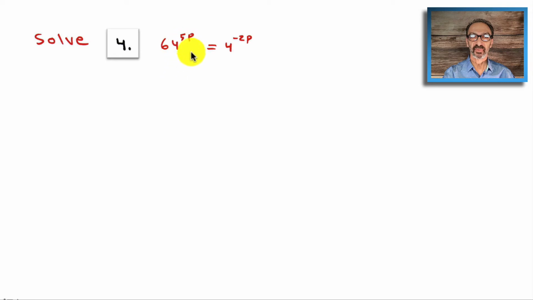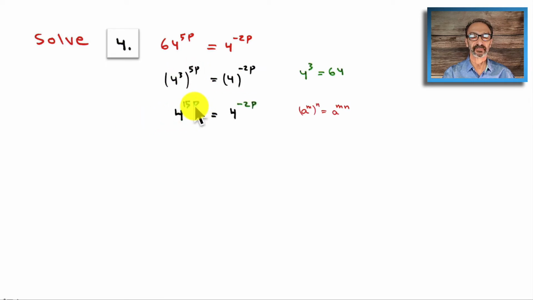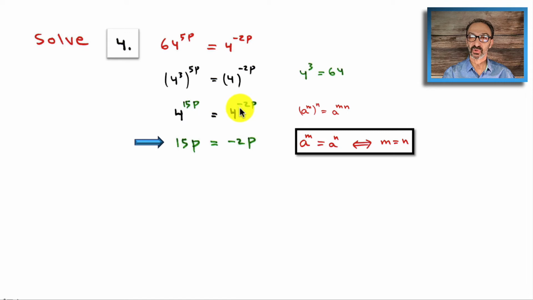64 to the power 5p equals 4 to the power -2p. We need the same base, so we could compare the exponents, and 64 is 4 to the power 3. Now we multiply the powers right here, and we end up 3 times 5p, which is 15p. Applying the power rule. Now we compare the exponents and end up with the following. 15p equals -2p, since we have the same base, and we're applying this rule.